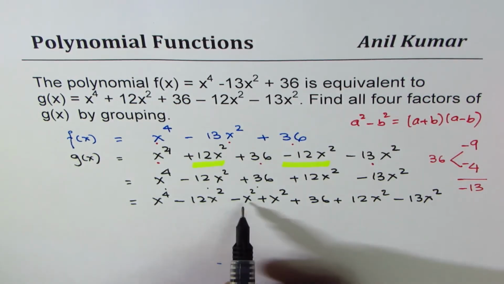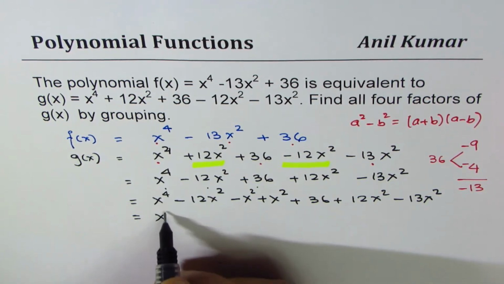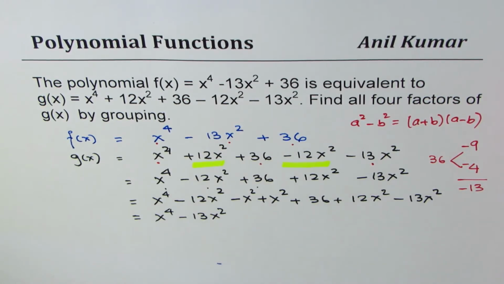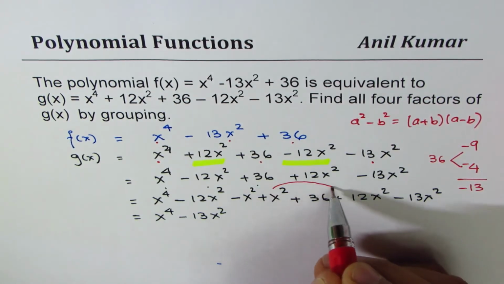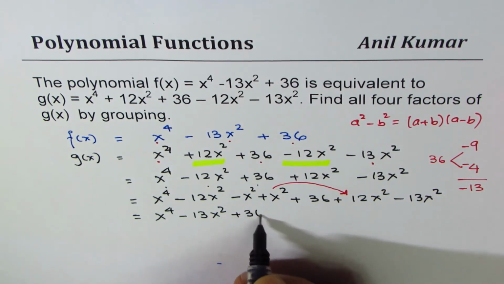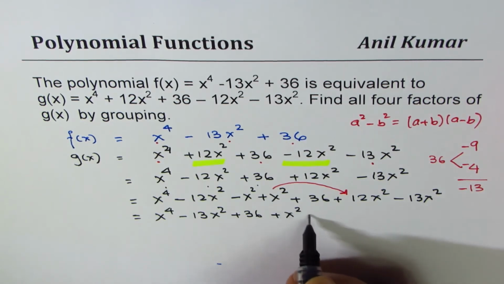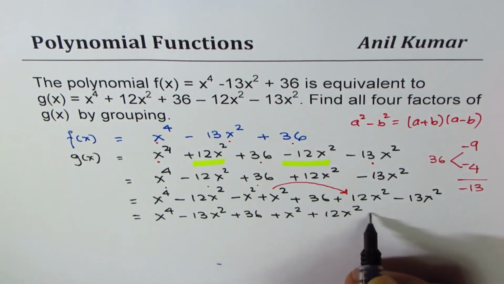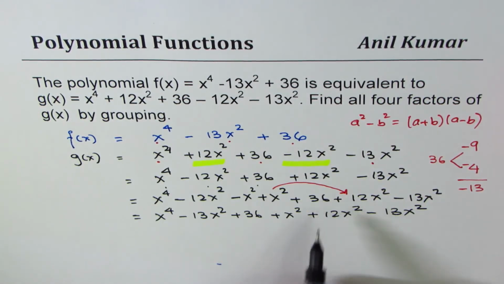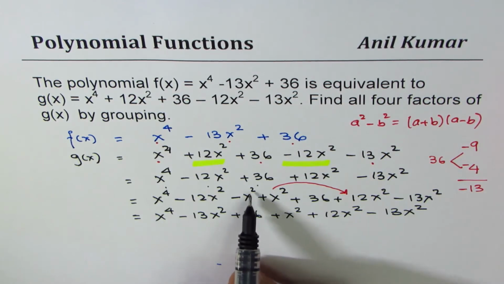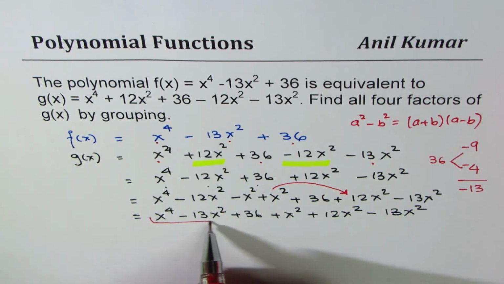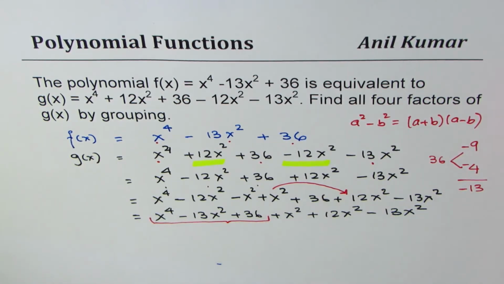Now these two terms combine to give 13, right? So we get x to the power of 4 minus 13x squared. I'm taking this x squared with the other x squared. So I'm interchanging the position. So I'm left with plus 36. And I have plus x squared plus 12x squared minus 13x squared, right? So it's just interchanging positions, adding 0 in the form of minus x squared plus x squared. Now how does that help? That helps to make this a perfect square. Do you see that?